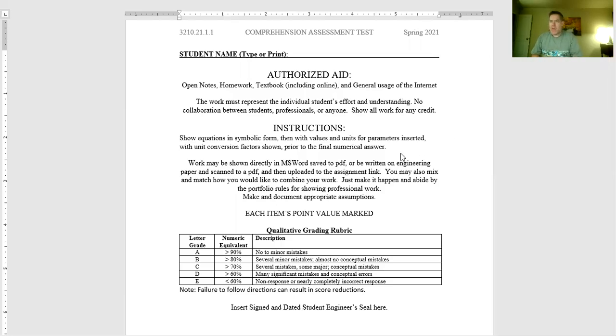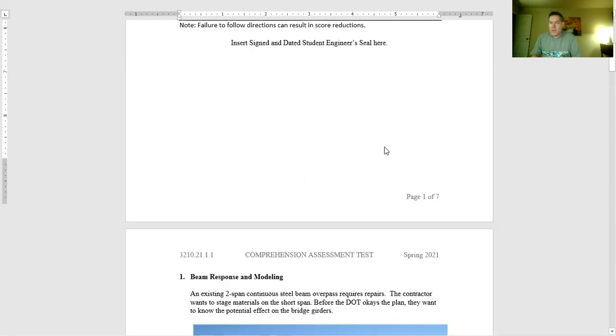Hi, let's talk about the first exam here in spring 2021. We had four items that you were addressing, and most of them just had a couple of parts. The last item was really a series of short answer questions.